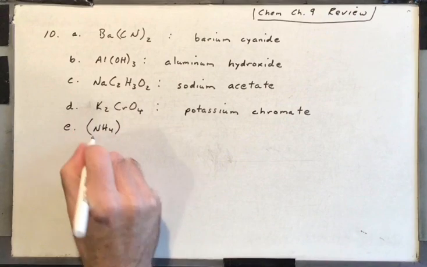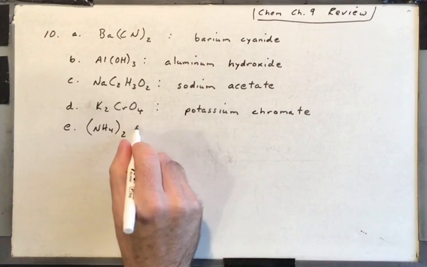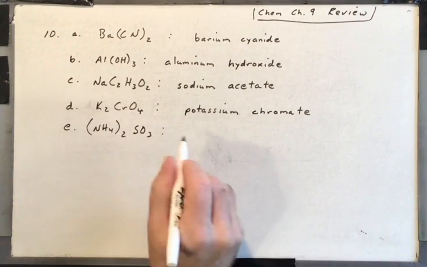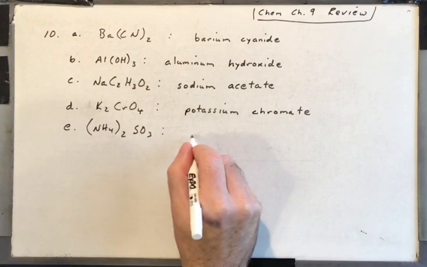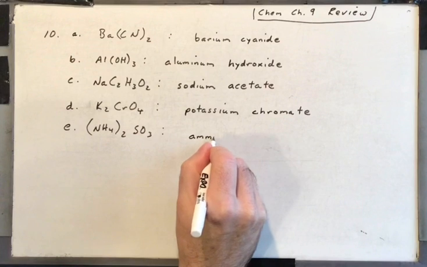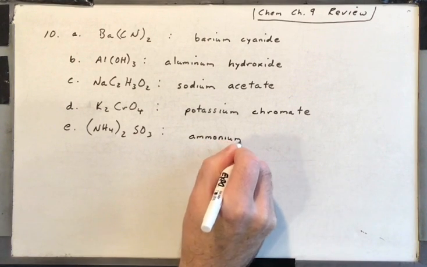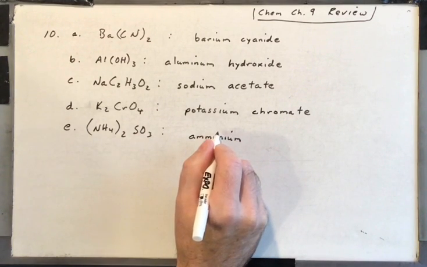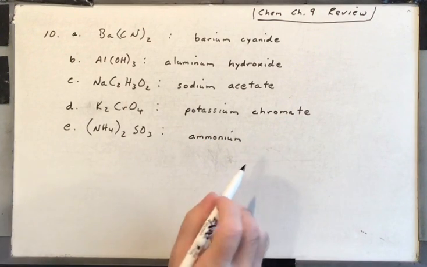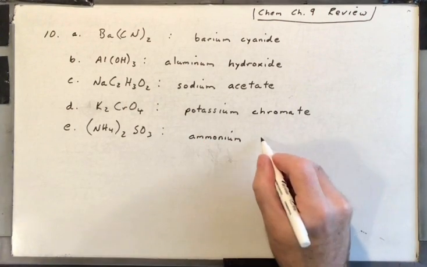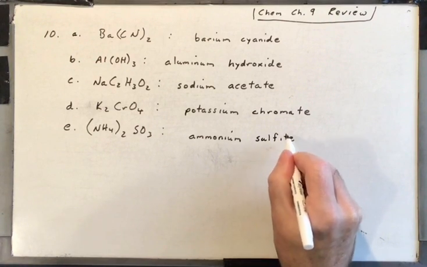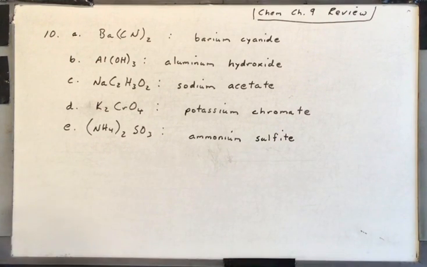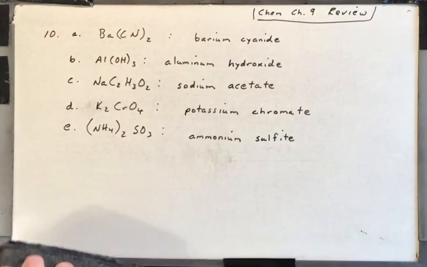CrO4, chromate. And then the last one, NH4 2SO3. Well, NH4 is in column 1, and it is at the top. It's the first one. That is ammonium. Now, SO3 is not sulfate. Be careful. It is sulfite from the table, near the bottom at the second column.